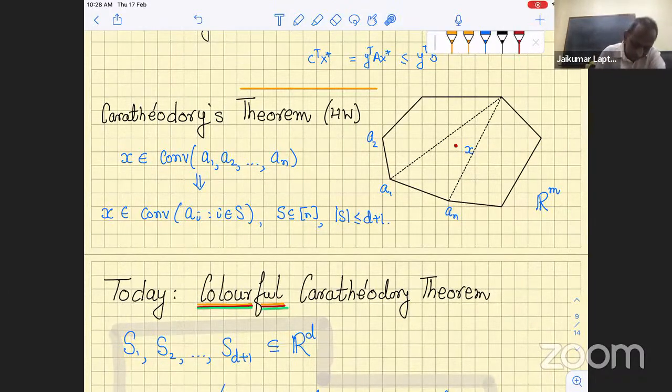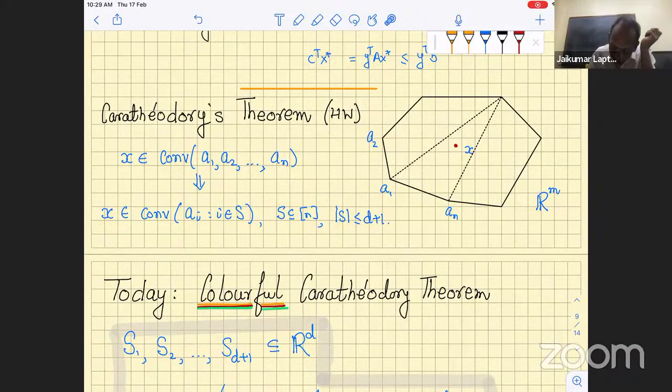So there is a theorem called Carathéodory's theorem, which let me just explain in 2 dimensions. Right now you think of this as 2 dimensions, and here is some polygon, and there is a point inside the polygon. That means this point is in the convex hull of these points. That is, x is a convex combination of these points A1 to AN.